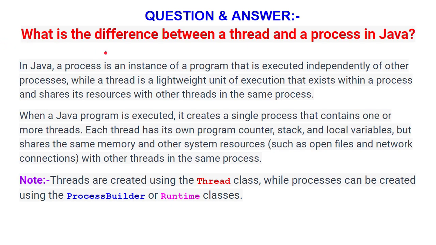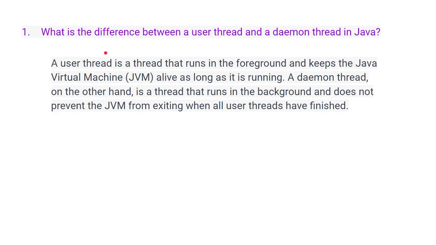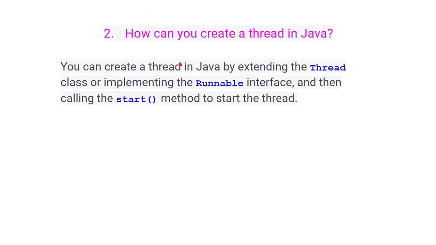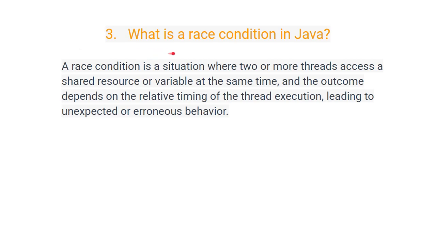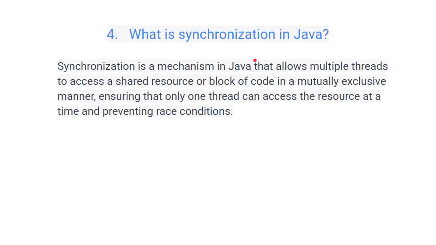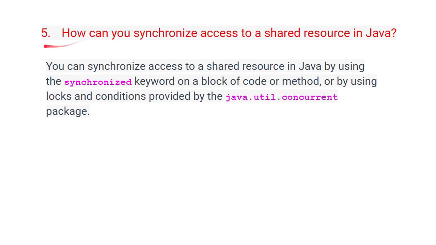thread and process in Java. Apart from this, what is the difference between user thread and daemon thread? How can you create a thread in Java? What is a race condition in Java? So just go and watch what synchronization is. In an upcoming video we can learn what the keywords are, how we maintain our threads, each and everything. Okay, how can we synchronize access to shared resources in Java?